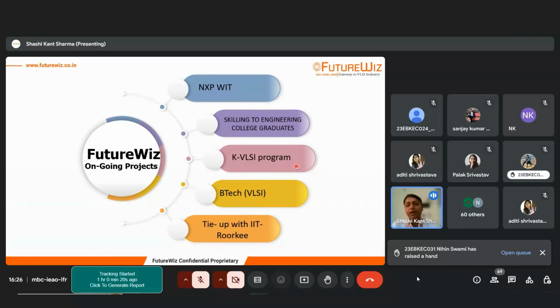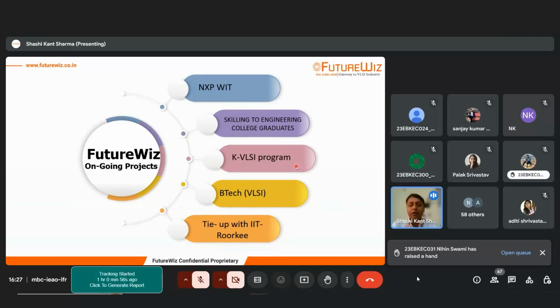We are running the BTech VLSI with 5 universities, and 2 universities are in the pipeline. The 5 universities are Manav Rachna University, LPU, Lovely Professional University in Punjab, then Arni University in Himachal Pradesh, Manipal University in Jaipur, and Chandigarh University, CU, in Chandigarh. So these are the 5 universities. We are running a BTech in VLSI program, and we are in tie-up with some more universities.